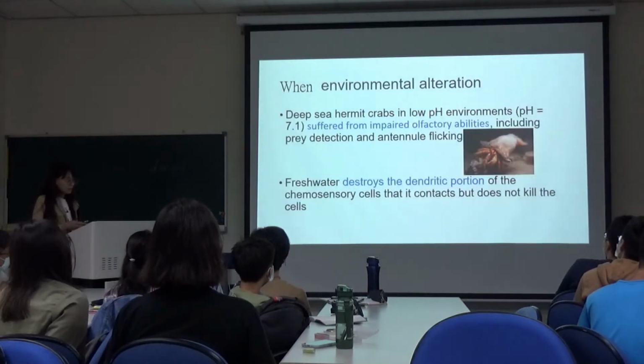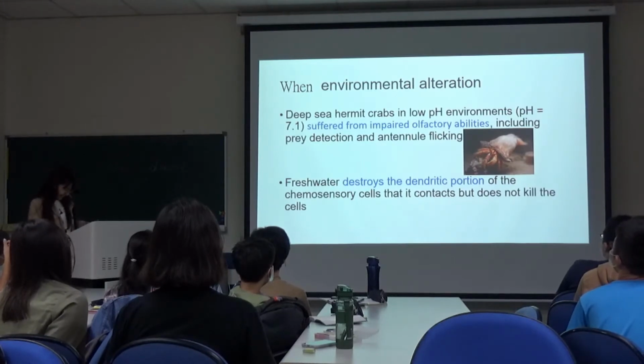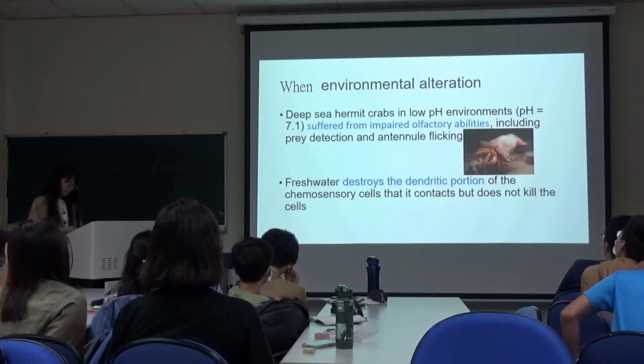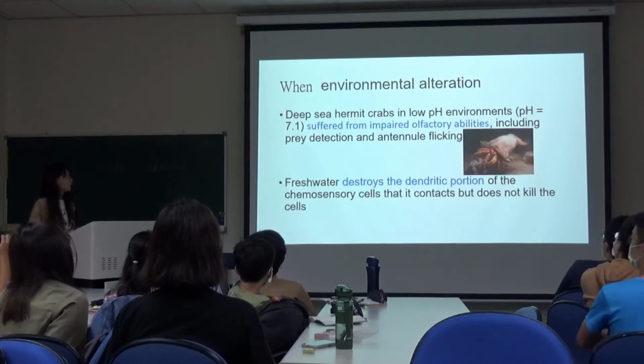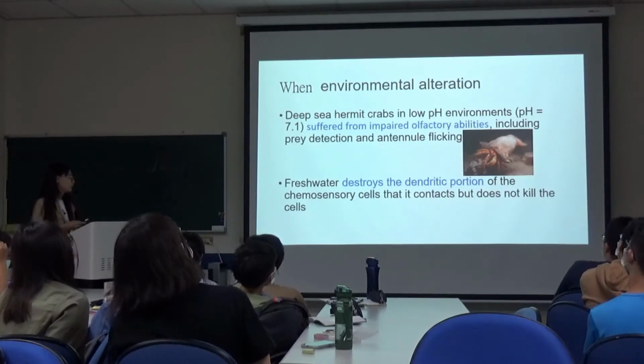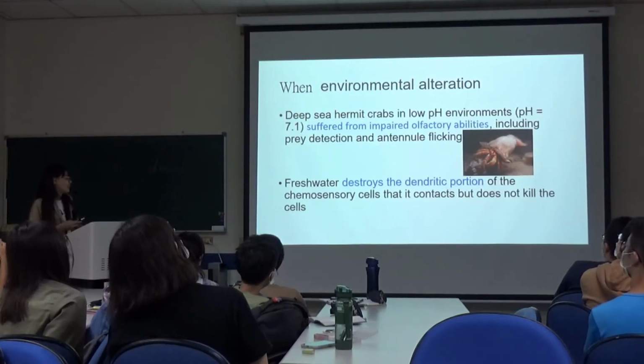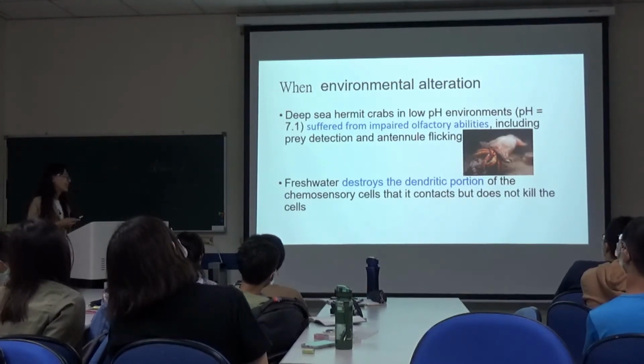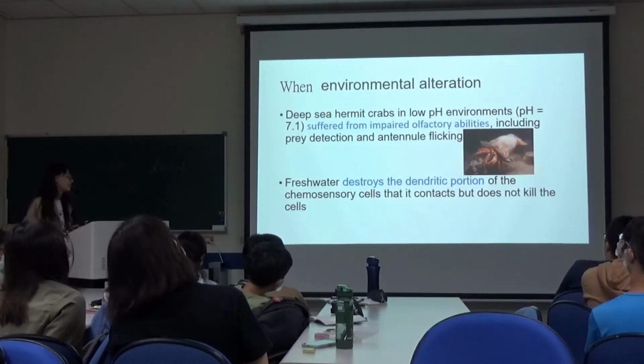So when the environment is altered, it will affect some species. Many species will suffer from destruction of the chemosensory function. Sea turtles, and some freshwater, destroy the dendritic portion of chemosensory cells. That is contact but does not kill the cells.